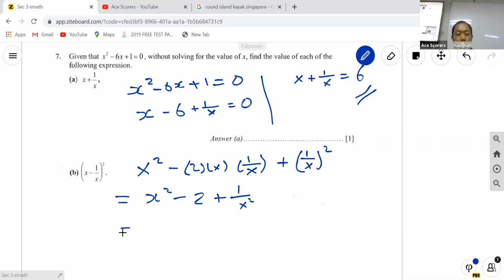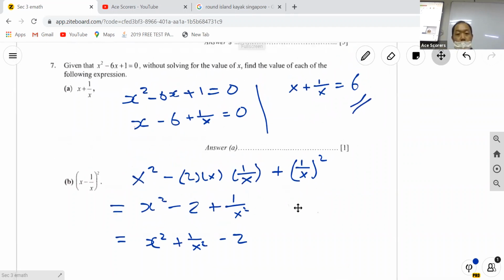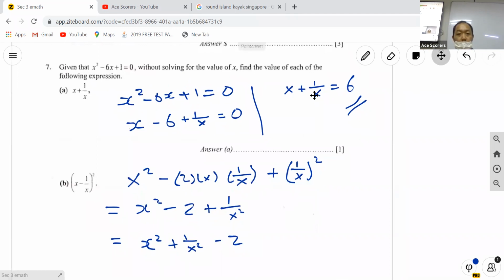Rearrange again. We're going to get x plus 1 over x squared minus 2. Okay, so how is this related to this? Look at this. x plus 1 over x is 6. Then I want to get this thing, x squared plus 1 over x squared.